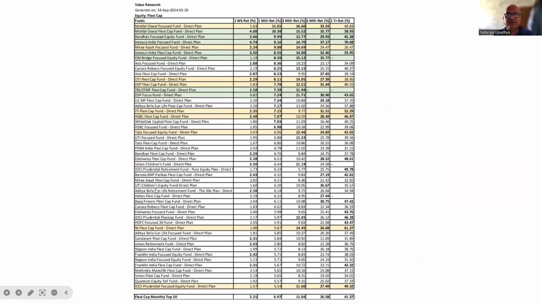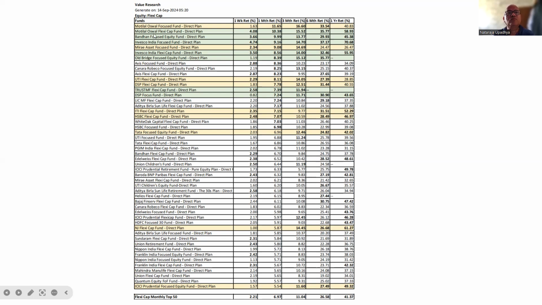Next, we are looking at flexi-cap funds. Now, flexi-cap funds, there are more than 50 funds. So we are looking at only the top 50 funds, which have done good for the last 1 week, 2.21%, 6.97 for the month, 11.04 for the 3 months, 26.58 for 6 months, but a bit subdued for 1 year, 41.37%.